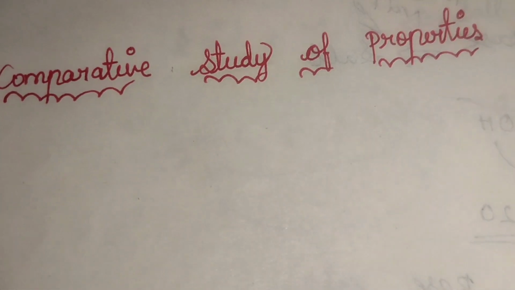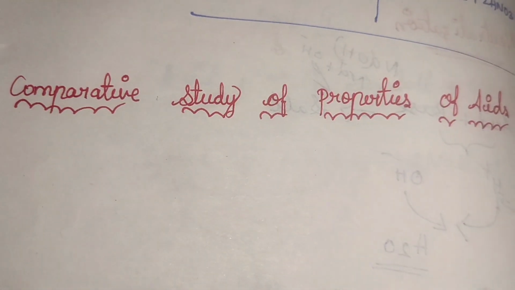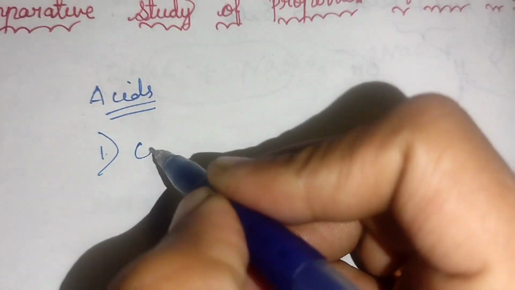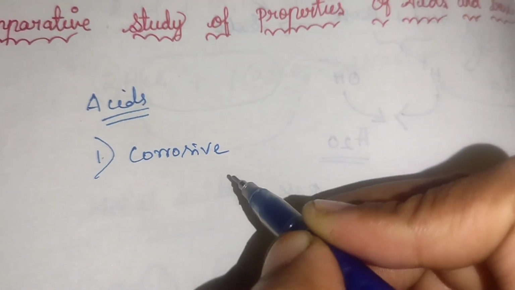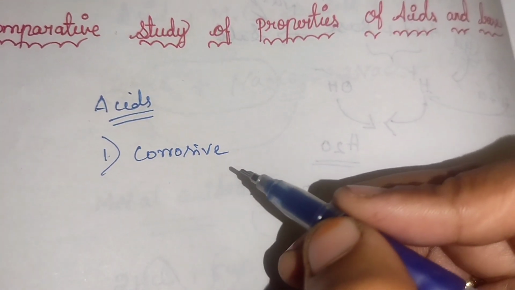Now we are going to compare the properties of acid and base, that is, a comparative study of acid and base. First property, first we will see about acid. Acids are corrosive chemical substances. When we touch the acid, they form painful blisters on our skin.